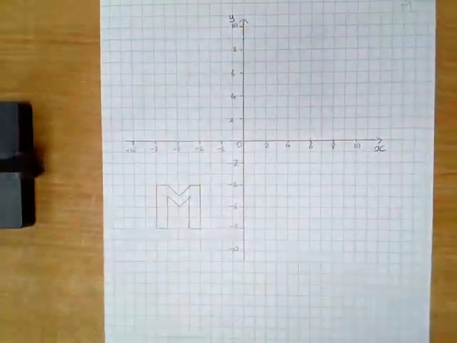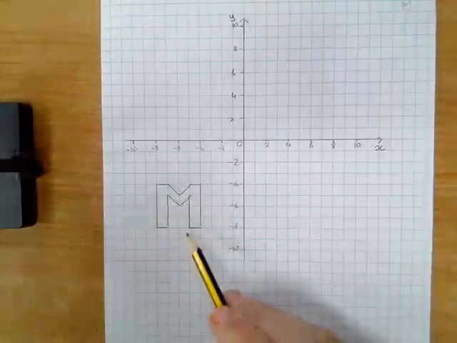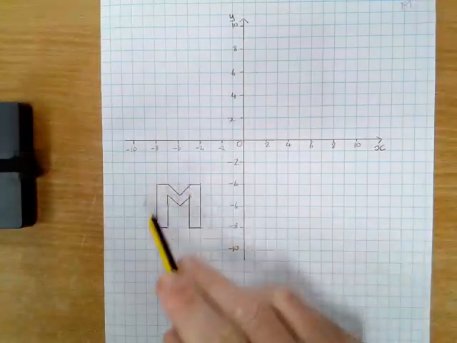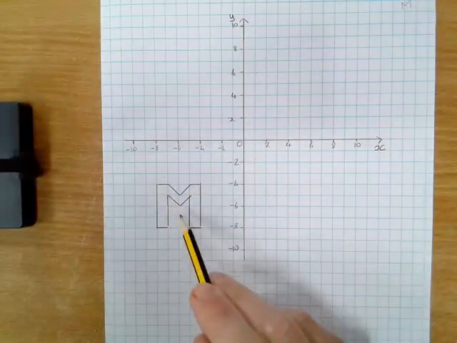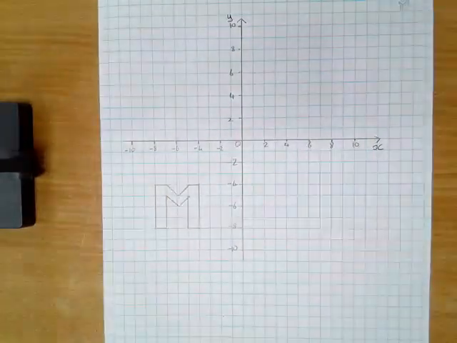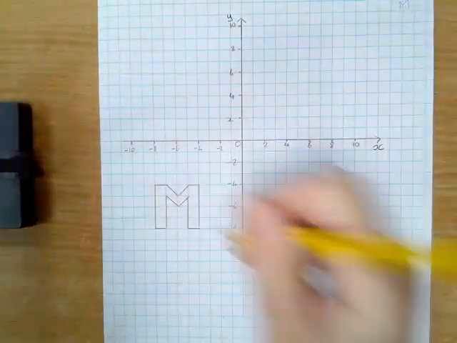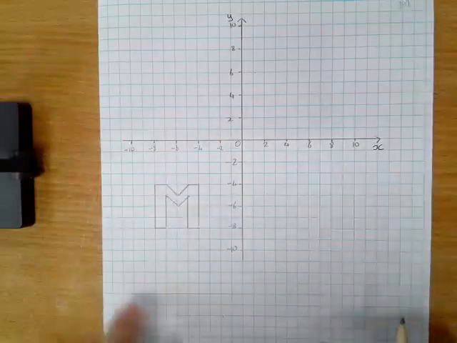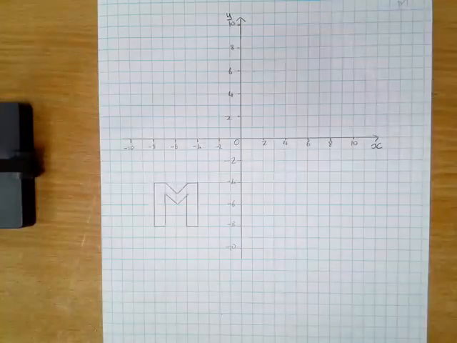Now, the only thing I've made sure of when I drew my M was that all of the points in the corners of the M were on the corners of squares. I don't want anything fancy like going in the middle of a square. So stick with the corners of the square. It'll make it much easier for you when you do your translations and stuff.